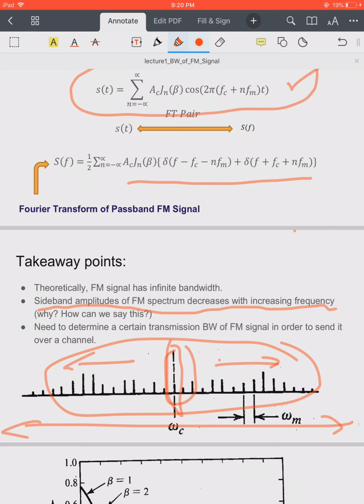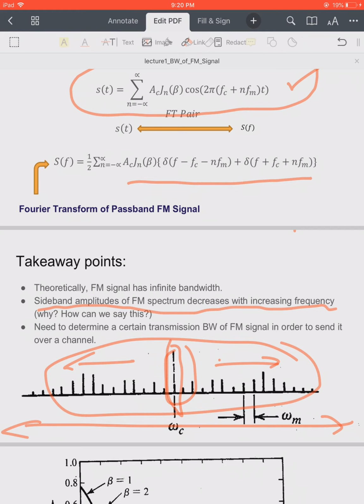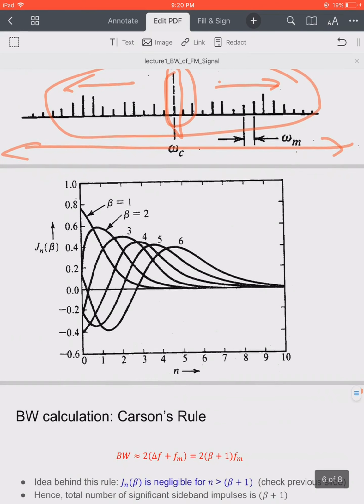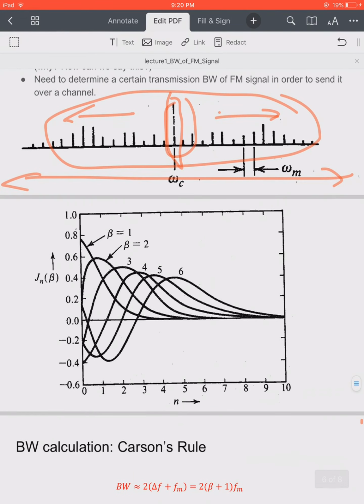The only way we can very easily say this is if we just look at the characteristics of the Bessel function, that is J_n(beta). If we plot J_n(beta) versus n, meaning the number of sidebands, beta is fixed for your system, right? Beta is the modulation index. If you look at the J_n(beta) graph, you will see that J_n(beta) is negligible for n greater than beta plus 1.